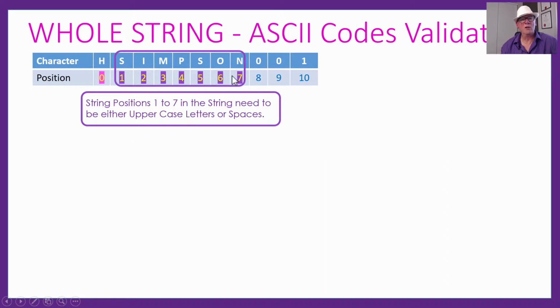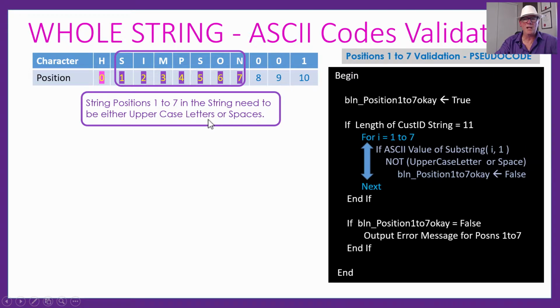So positions 1 to 7 have got to be uppercase characters or spaces. We have our pseudocode here to check it. We're just assuming that positions 1 to 7 are probably going to be okay because people are reasonably smart using our application, we hope. First up, we check that the string they've entered has all 11 characters, because if they haven't and you do this stuff with the substrings, you're going to get a program crash if there's any blanks. So let's make sure they've got all 11 characters there.